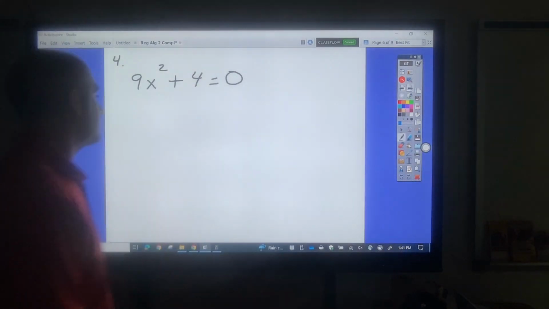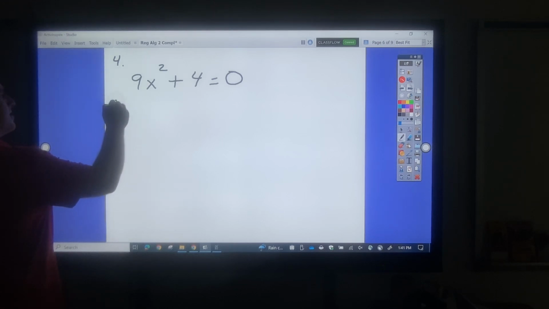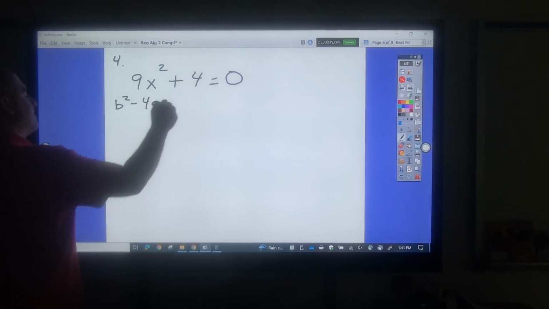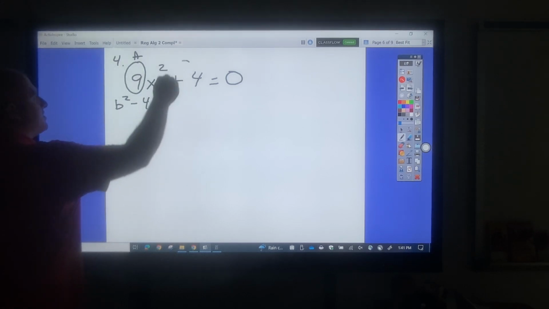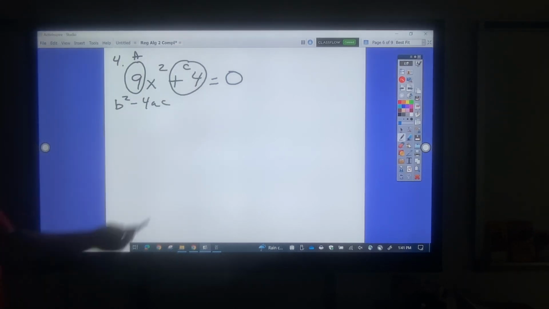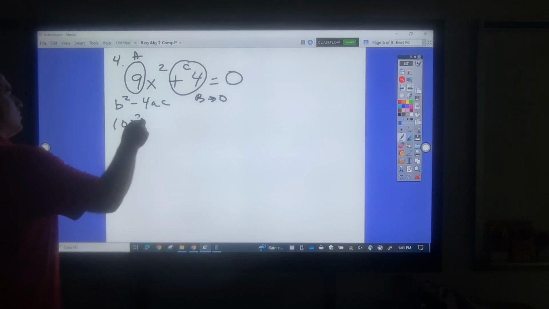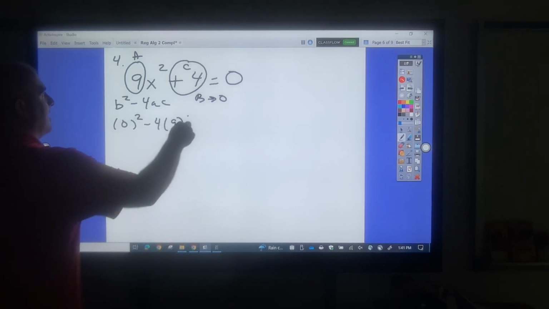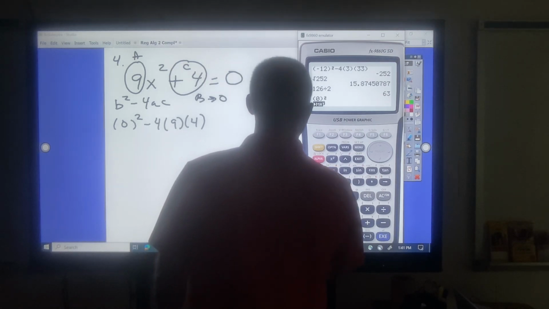Okay, all right, let's look at this one. All right, so I gotta get my b squared minus 4ac, okay? Now, here is my a. What is this for? This 4 is c. So in this case, my b would be 0. So 0 squared minus 4 times 9 times 4, okay? 0 squared minus 4 times 9 times 4.